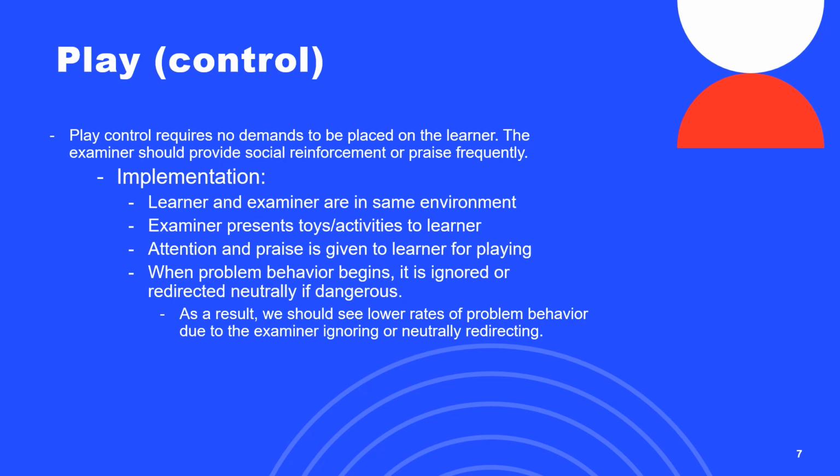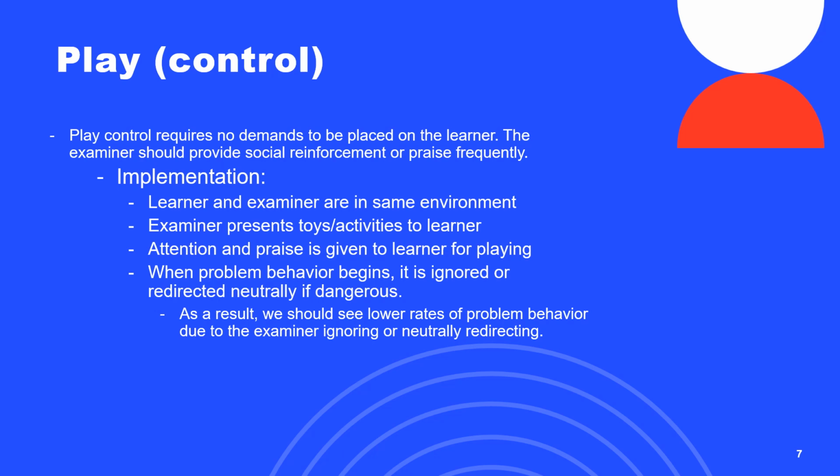you give, for example, a ball to a kid. They play with it. You are giving praise: Oh, nice job bouncing the ball. Nice job rolling the ball. That's a really cool red ball you have there. The goal here is to see low rates of the problem behavior because you are providing that praise. You are giving that attention.